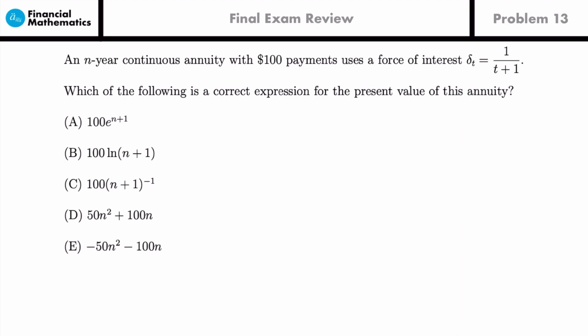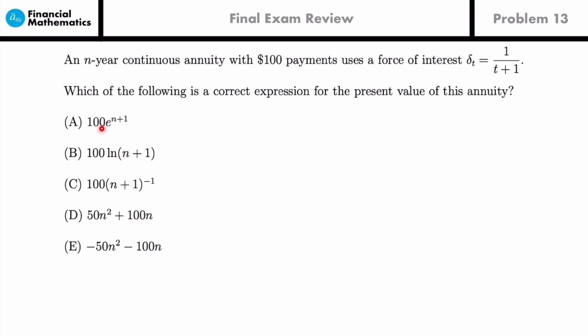Next up, we have problem 13. An N-year continuous annuity with $100 payments uses a force of interest delta t, which is equal to 1 divided by t plus 1. Which of the following is a correct expression for the present value of this annuity? And we have 5 different options of what that expression might be.